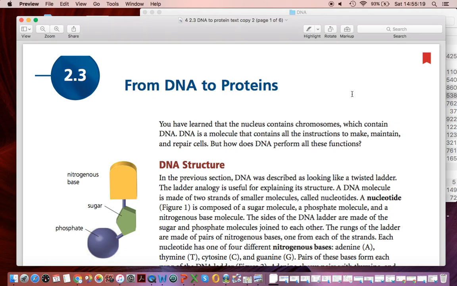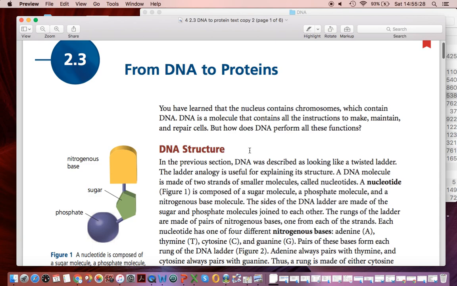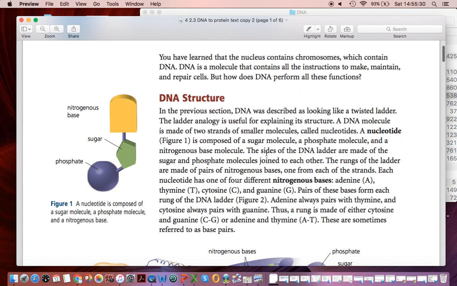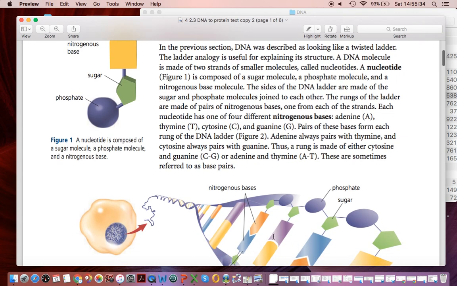Good day. As you can see, this says From DNA to Proteins. And when we finished our notes and gone through everything, this is actually a good thing to examine. First of all, it wisely talks about DNA, reminds you about the structure.